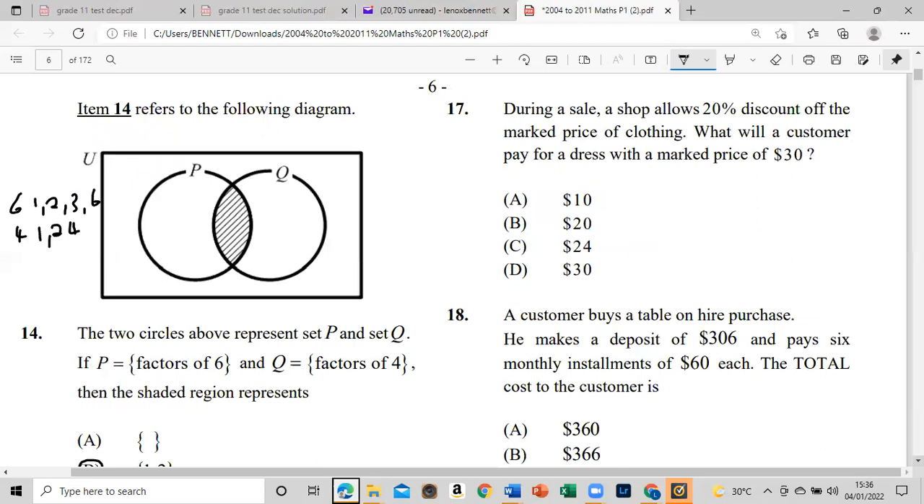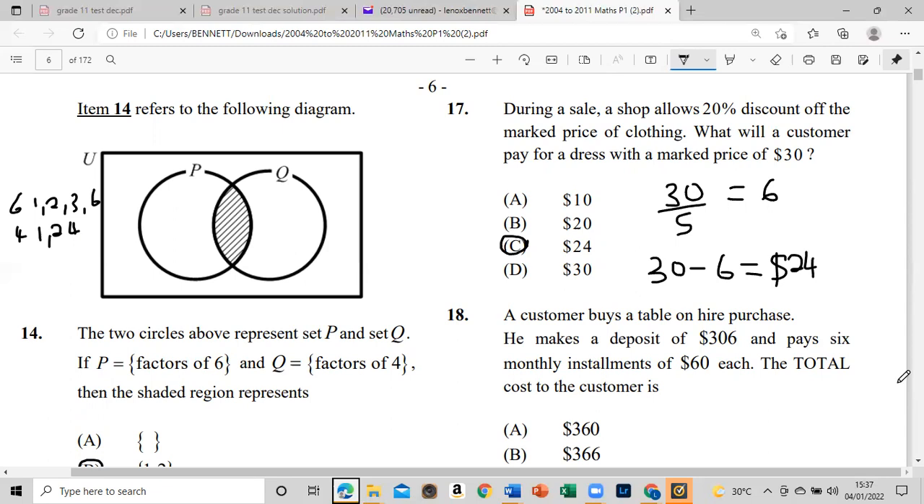So as I was saying, 20% is the same as dividing by 5. So 30 divided by 5 is equal to 6. And the discount now is $6, so it will be 30 minus 6 is equal to $24. So let's see if $24 is here. It is a very nice paper.